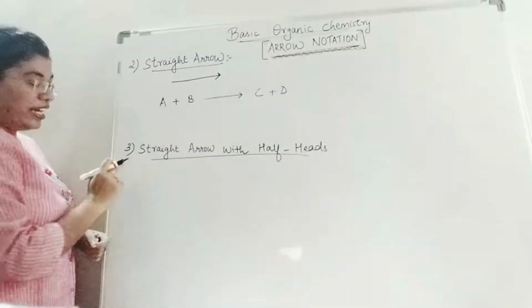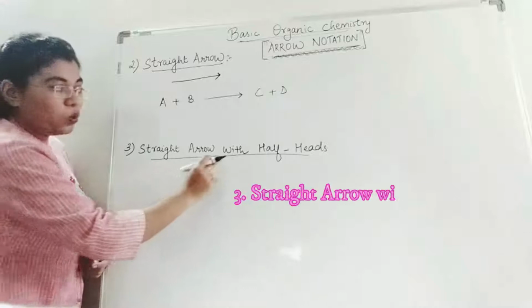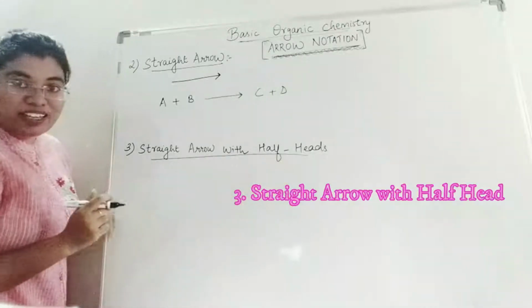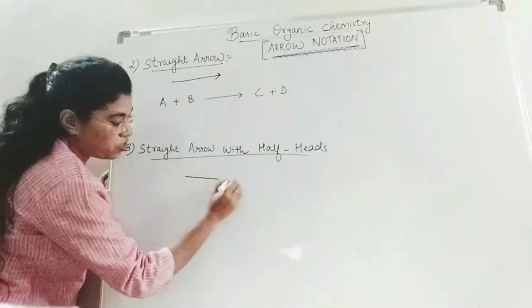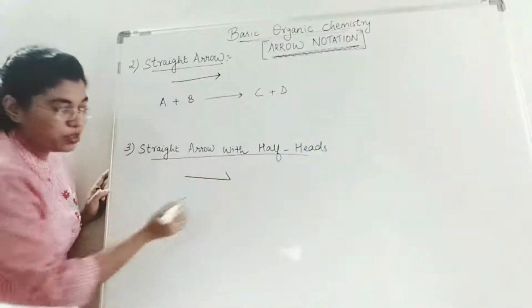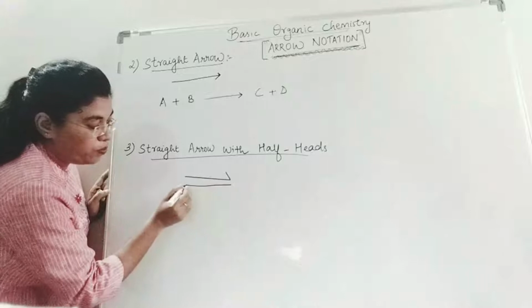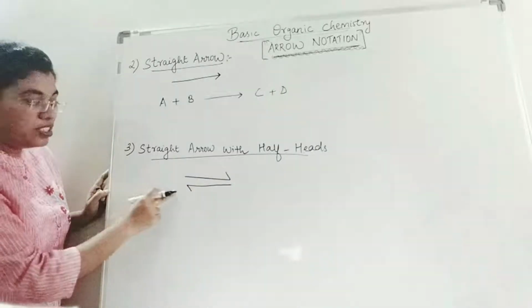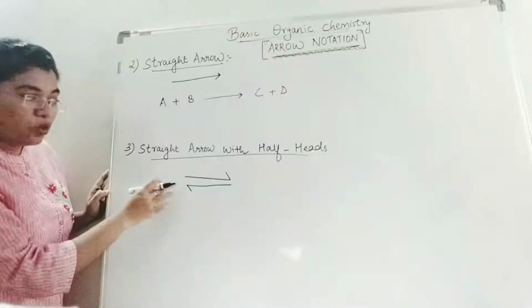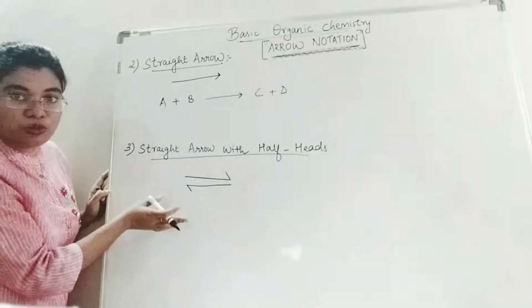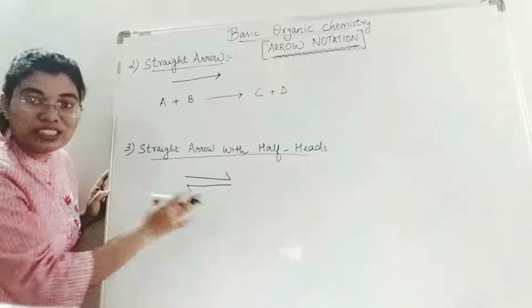Okay. Next is the straight arrow with half heads. That means it is represented as a straight arrow with a half head, and next one more straight arrow with a half head. So this is the straight arrow with half head. Okay. What does this arrow mark show? That there is a reversible reaction.